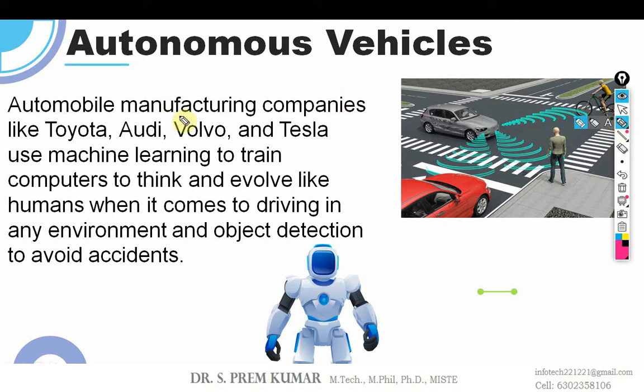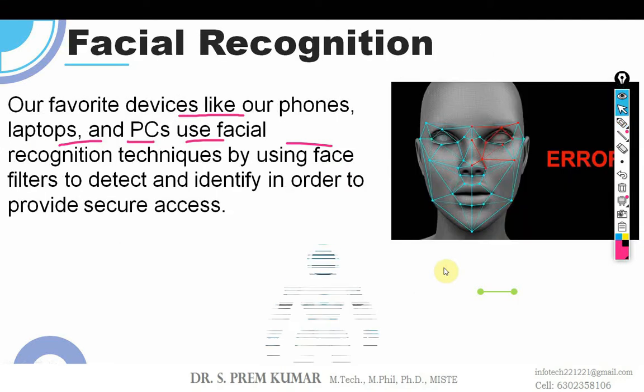You have automobile manufacturing industries. Automobile manufacturing industries are now using autonomous vehicles. That is automatic vehicles, driverless cars. So any obstacle, it will identify the obstacle and accordingly take the turn, and that can be done with the help of artificial intelligence. For example, you take Toyota, Audi, Volvo, Tesla. All these are top grade car manufacturers who are making use of these artificial intelligence concepts.